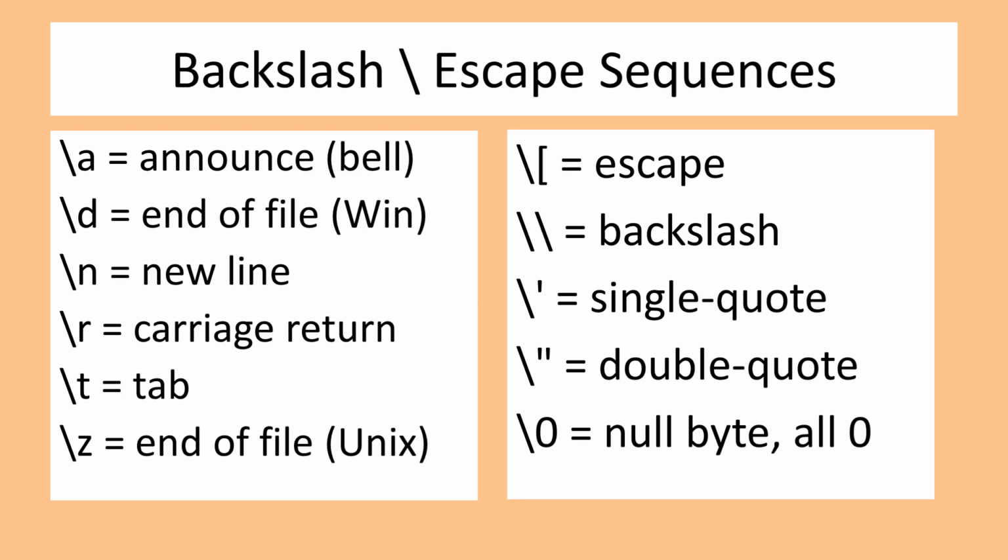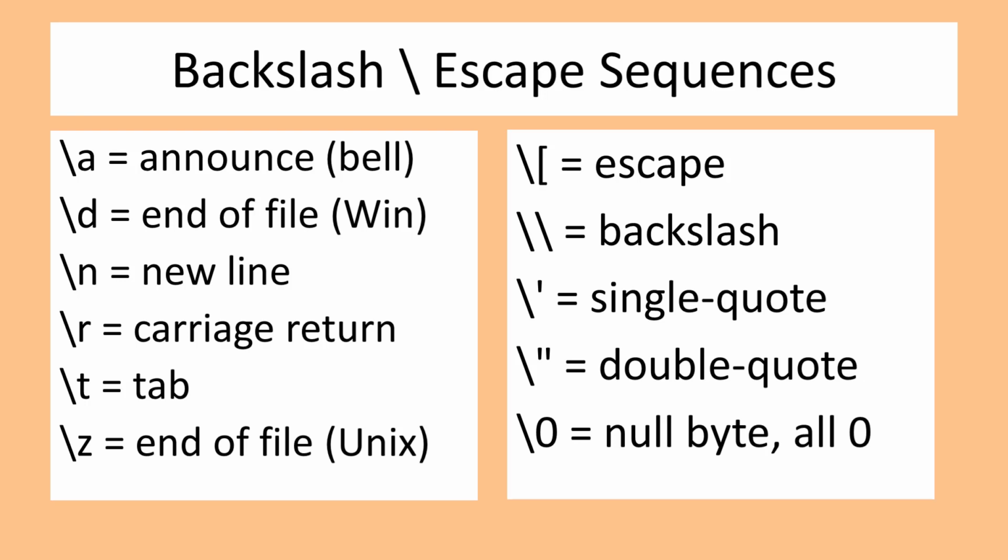Here are some backslash escape sequences. Backslash A, short for alert, will ring the bell, ding! Backslash D is end of file for Windows, and going down I see backslash Z, end of file for Unix. So if you're typing a file from the keyboard into a text file, if you're on Windows, then you can use Control D to do end of file, or Control Z to get the end of file in Unix.